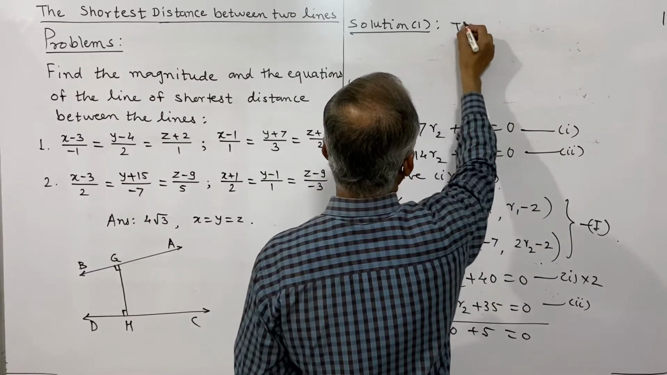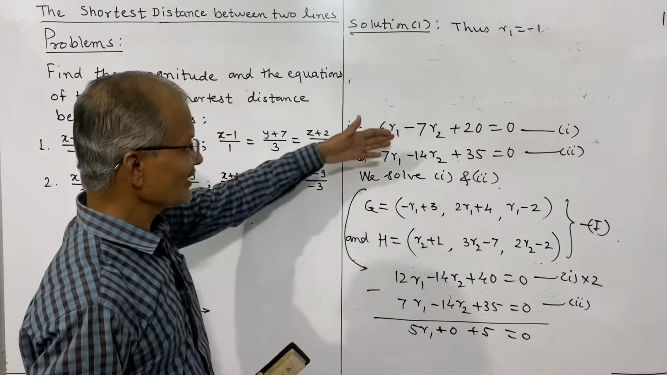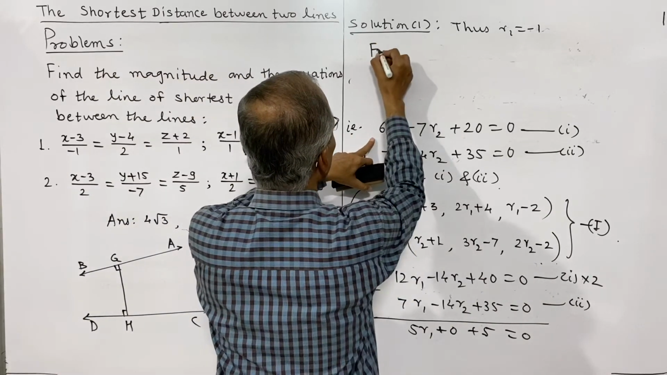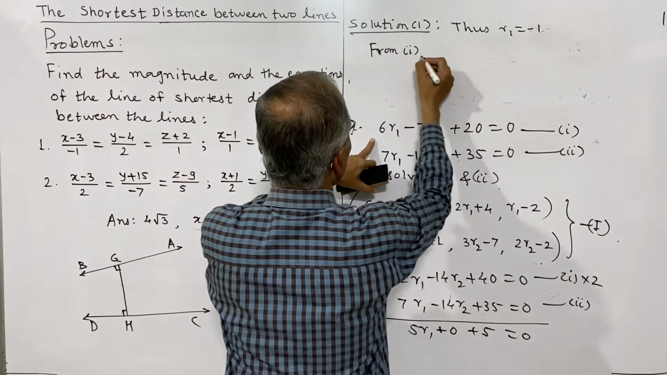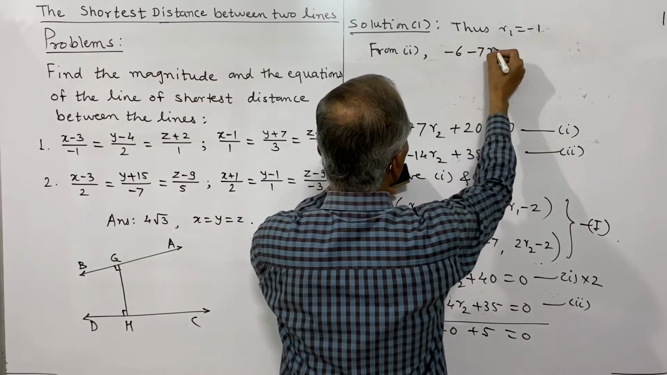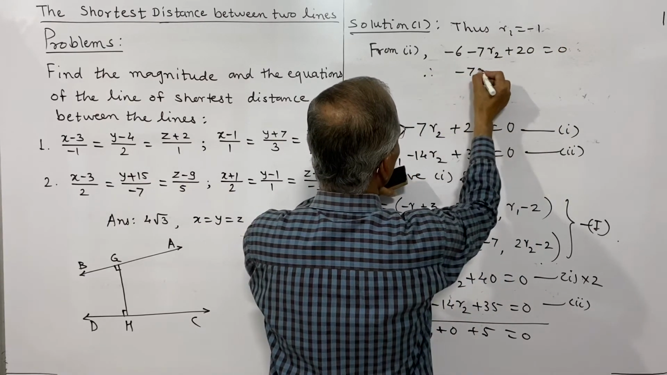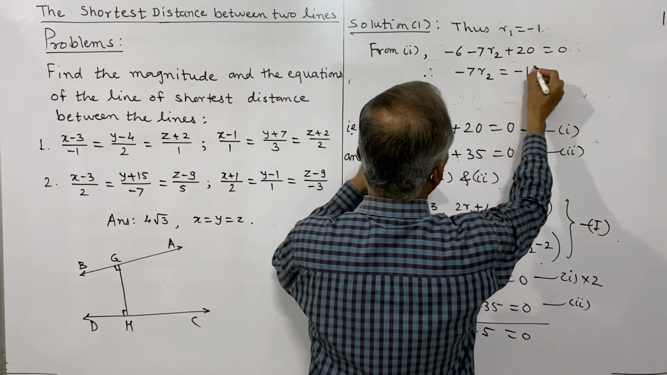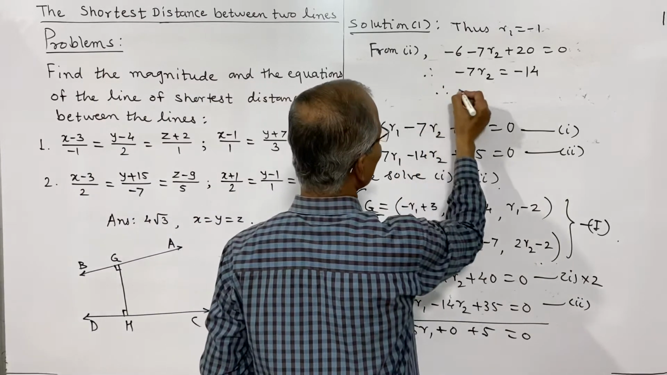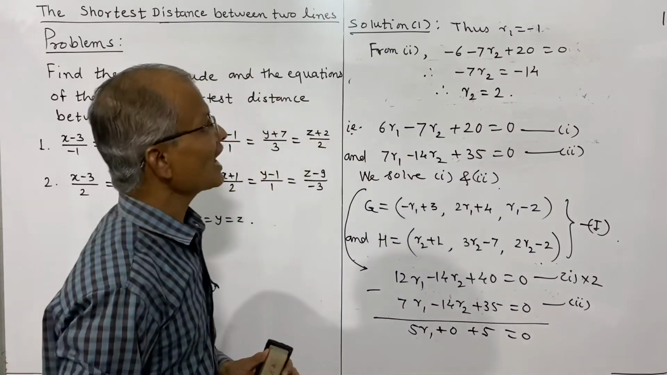Therefore R1 is equal to minus 1. Now put this value of R1 in the first equation to get R2. So from 1, R1 is minus 1, which means it becomes minus 6 minus 7 R2 plus 20 is equal to 0, or that means minus 7 R2 is equal to minus 14, and therefore R2 is 2. Thus we have obtained R1 is minus 1, R2 is 2.